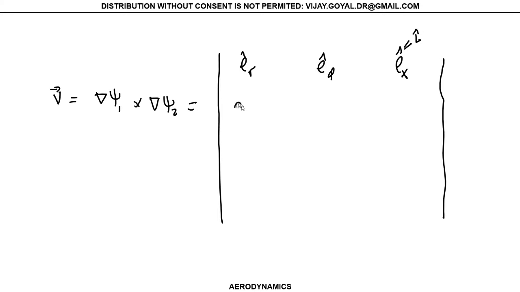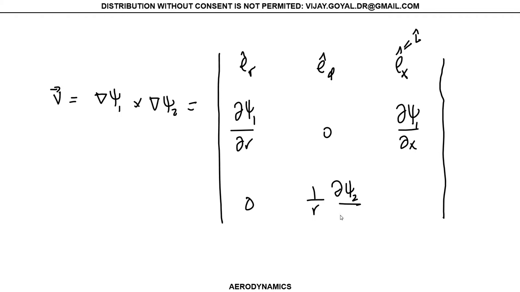So this is partial of phi1, psi 1 dr. I got a 0 here. I have a term here, okay? I had a 0 there, and I had a term here, partial of psi 2 with respect to phi, partial of psi 2 with respect to x, okay? So now you can do the whole expression here, and you can replace all those values.